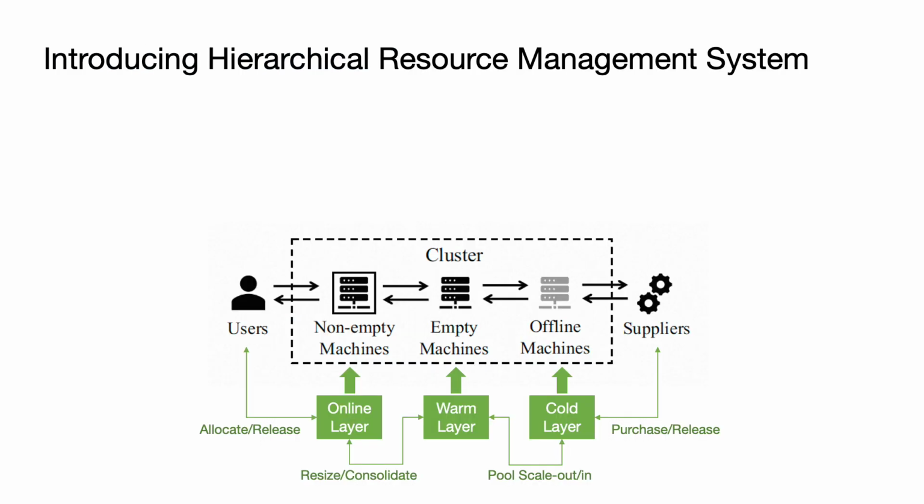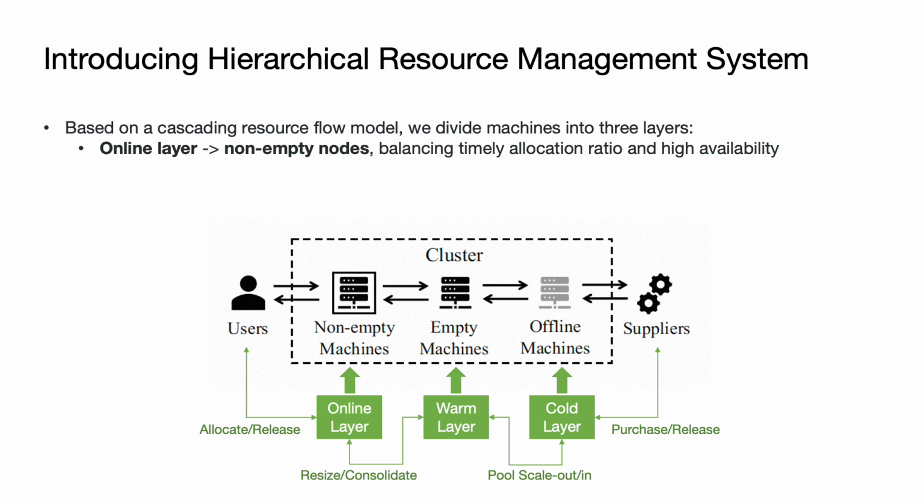So we present a hierarchical resource management system that treats resources as a dynamic flow. Our end-to-end approach aims to optimize resources from the user to the supplier. We ensure high availability and timely allocation so that online machines can effectively meet resource demands.